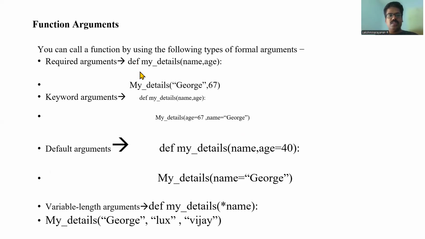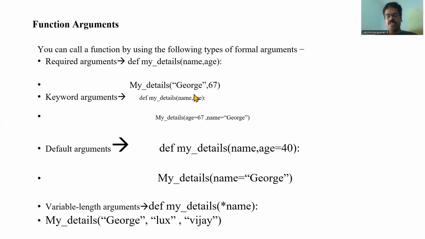This is the required argument, which is passing a name and age. When I'm using that argument, you should not leave it empty; you have to pass some argument inside the function. See here, name and age: Georgian, age 67. And this is a keyword argument. Name and age should be keywords, and I can pass the value for the keyword at any position.